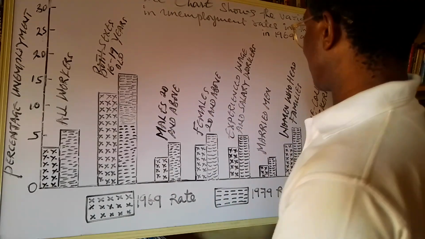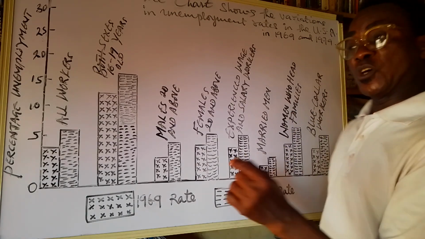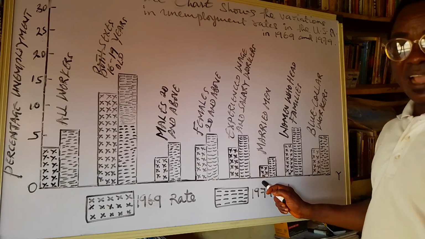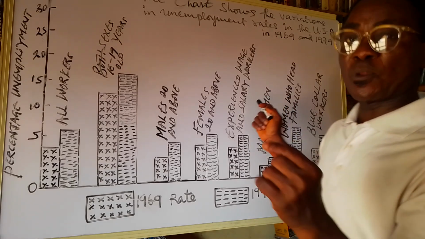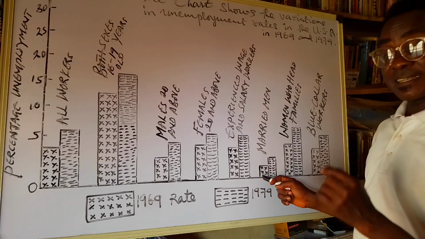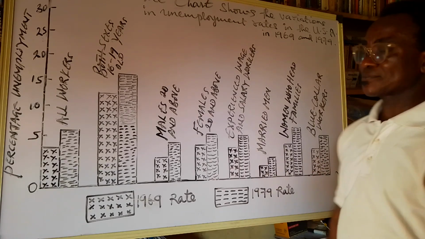What we discover next is that the lowest rate of unemployment during the study period was recorded in 1969 by married men. That the lowest unemployment rate occurred among married men in 1969, and it is represented by this bar.